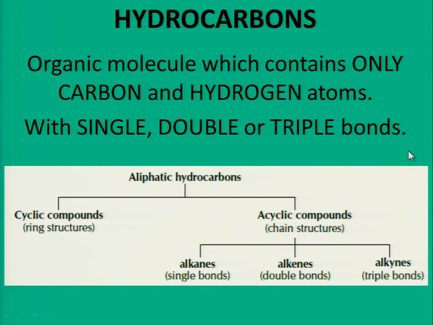Hydrocarbons. An organic molecule which only contains carbon and hydrogen atoms with single, double or triple bonds. So you have hydrocarbons, then you can go to cyclic or acyclic compounds. Acyclic compounds can be broken up into alkanes, only single bonds, alkenes, where you have a double bond, and alkynes, where you have a triple bond.